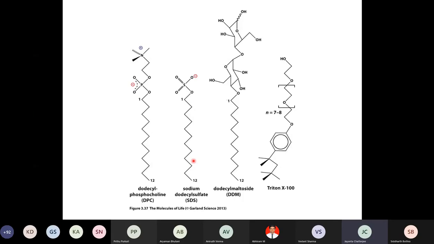Now you also have non-ionic detergents, which are dodecyl maltoside and Triton X. These are much milder detergents. What these detergents do is, okay, I am sorry for the background noise. Maybe let me just finish this slide. So this dodecyl maltoside and Triton X, these are milder detergents.